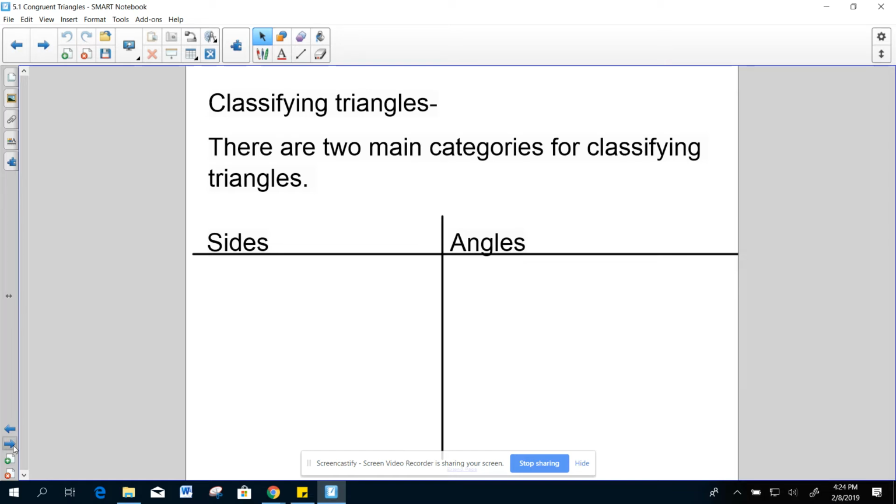Our next slide is asking us to list triangles in two main categories: by side and by angles. Go ahead, make a list in your notes right now, pause the video, see what you can come up with, and then our next slide shows all of our options.